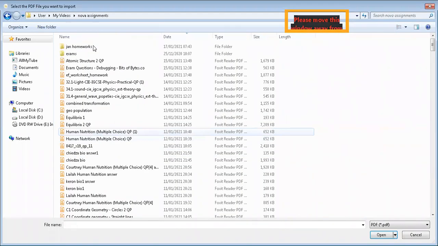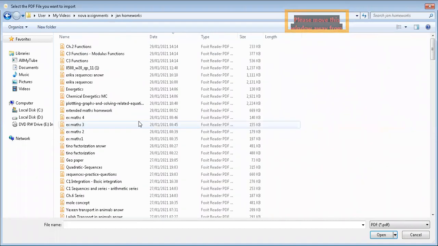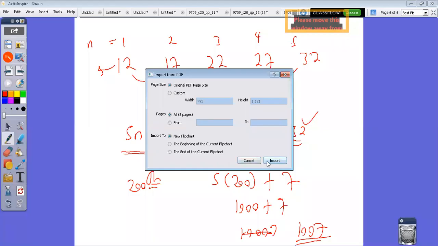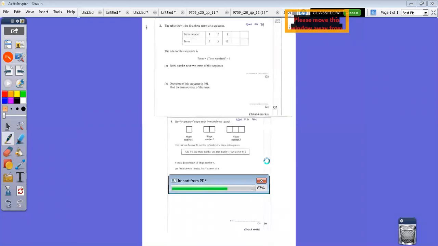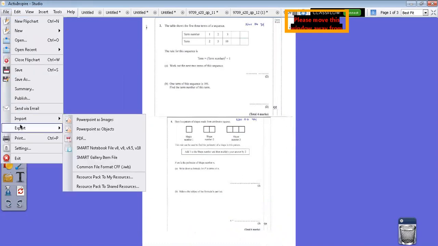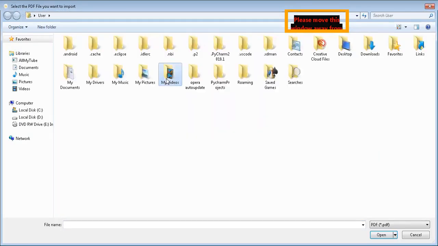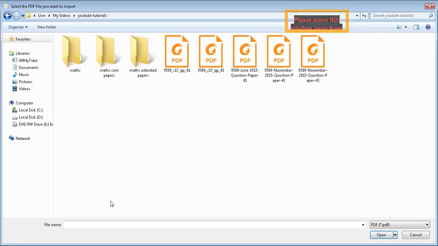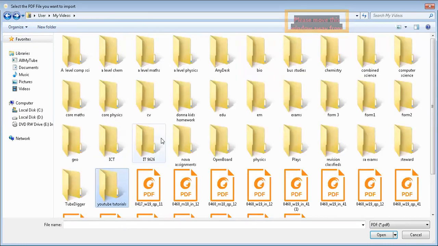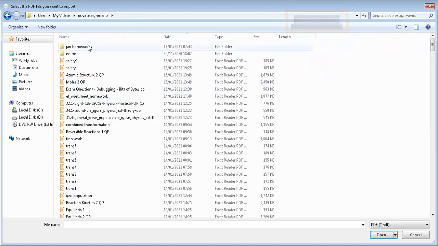So it's Nova. Let me just grab something. Quadratic sequences. That's not what I'm looking for. I just want the very basic sequences. Did I save them? Oh, what am I doing? You guys, can you hear me? Very quiet. Can you hear me clearly?